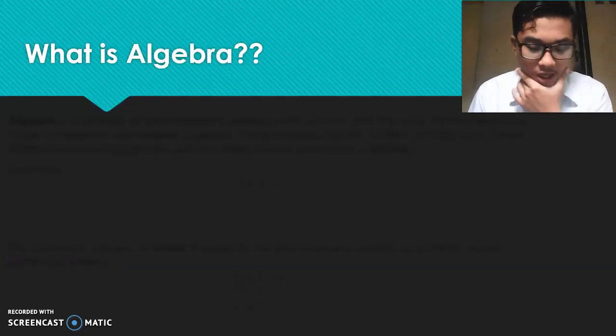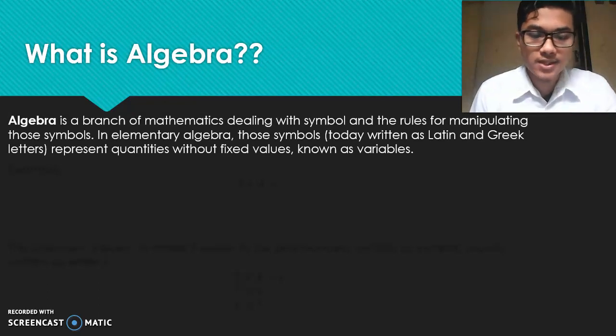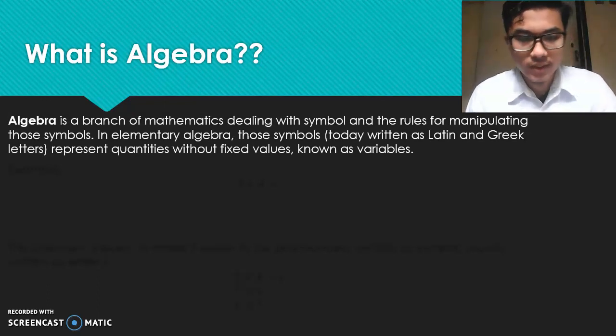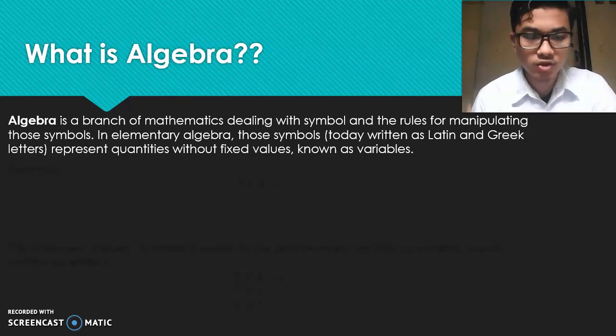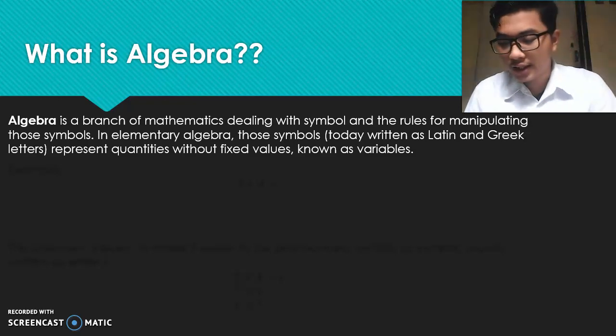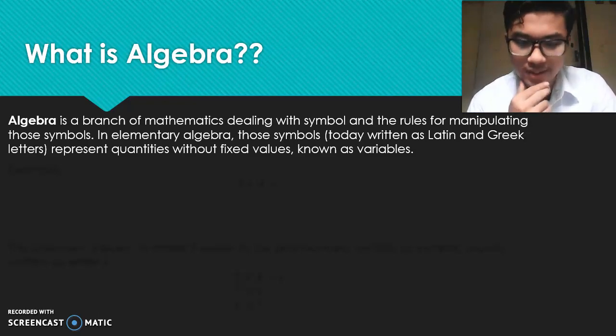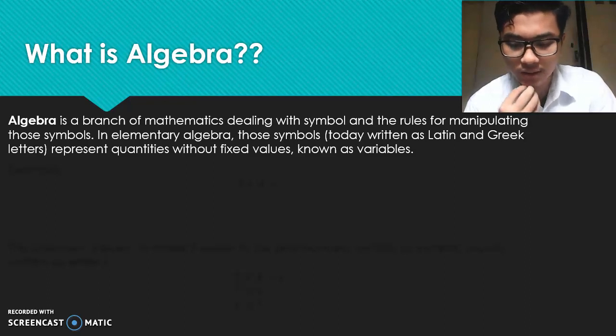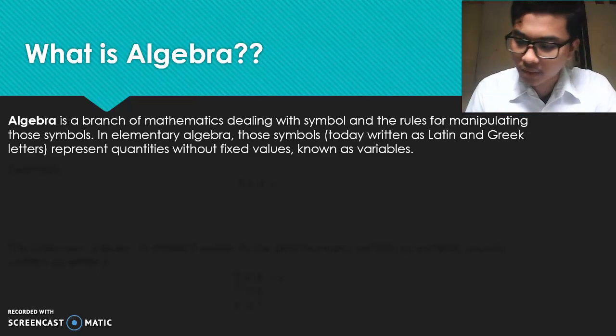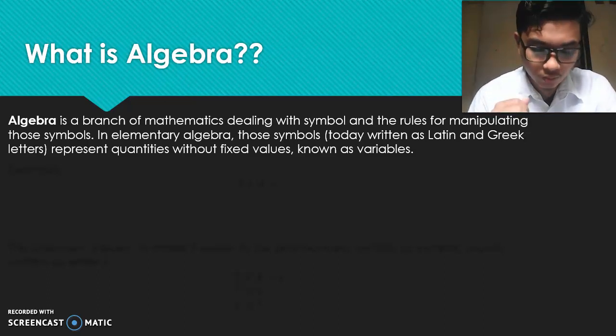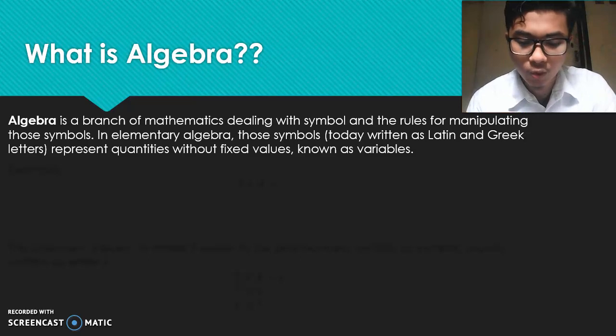Okay, what is algebra? Algebra is a branch of mathematics dealing with symbols and rules for manipulating those symbols. This algebra was made by a Muslim scholar, whose name is Muhammad al-Khwarizmi. Algebra comes from the Arabic word, which means describing something that we don't know how to explain. So we use a symbol to explain what we don't know.